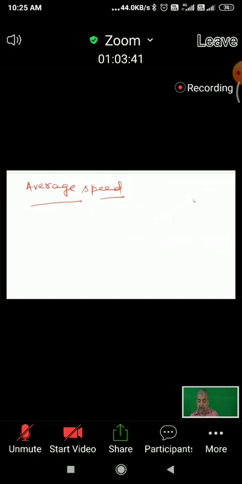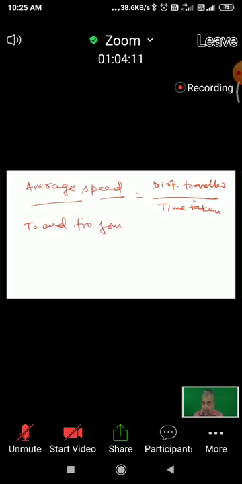So I am discussing average speed. Always remember, average speed equals distance traveled by time taken. The first type of question will be related to to and fro journey.